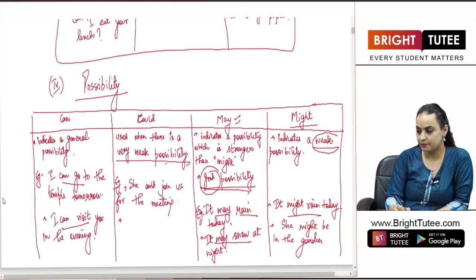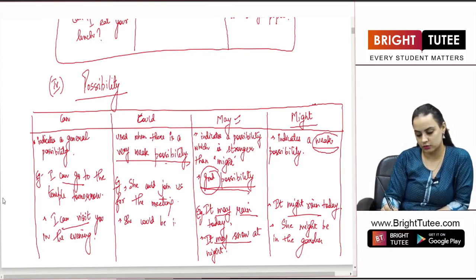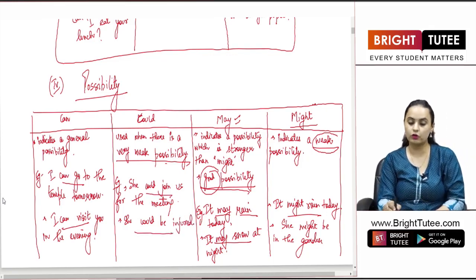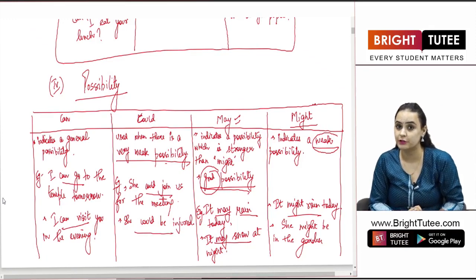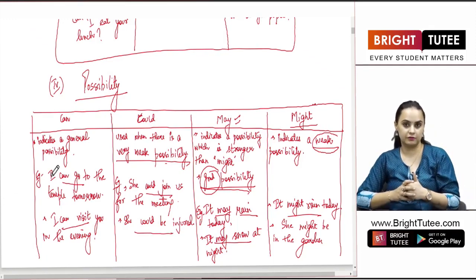If I say, she could be injured. Again, very weak possibility of her being injured. So, this is the hierarchy that we follow.